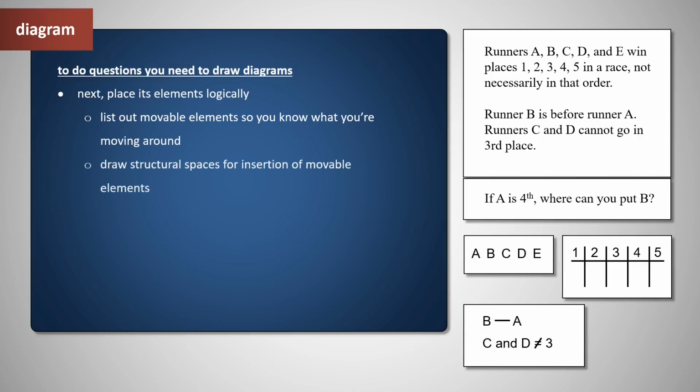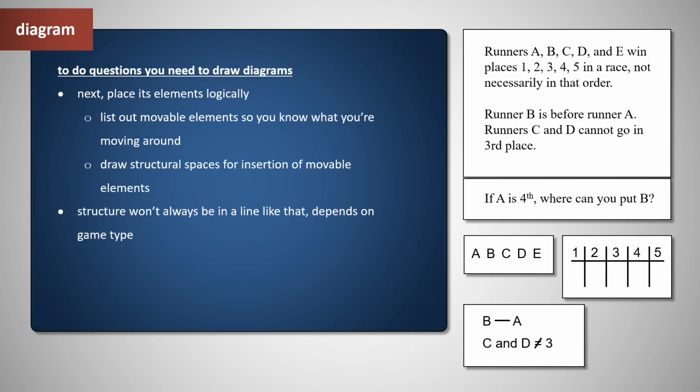And then you want to draw the structural spaces for the insertion of movable elements, as we did here, where we picked the places to be the structure, so we drew these 5 columns. Now, this is just a particular variation. The structure won't always be in a line like that. That depends on the game type. But in this particular case, this is a common way of visually representing this sort of linear structure. Once again, we're going to go into a lot of detail with all that stuff.